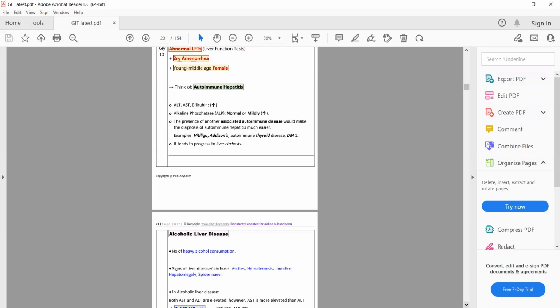The second cause of hepatitis or liver cirrhosis in the UK is alcoholic liver disease. Alcohol can also cause hepatitis and liver cirrhosis and will cause signs of liver disease. What are the signs of liver disease or cirrhosis? The signs are ascites, hematemesis, jaundice, and spider nevi.